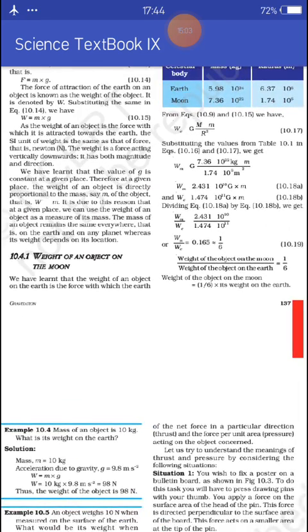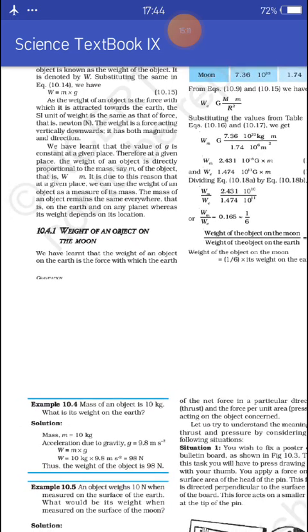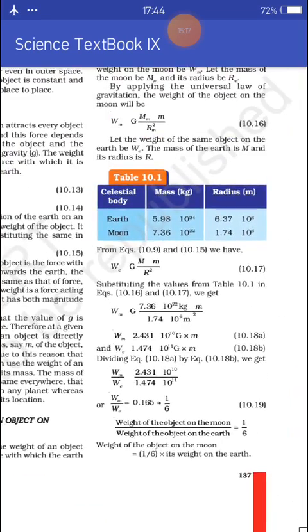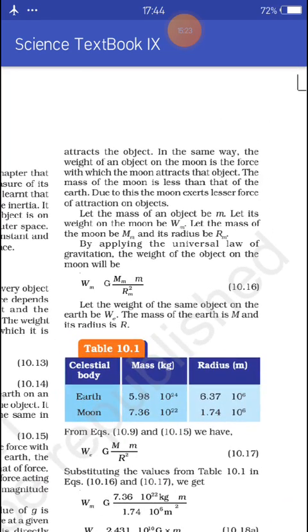Topic 10.4.1, weight of an object on the moon. We have learned that the weight of an object on the earth is the force with which the earth attracts the object. In the same way, the weight of an object on the moon is the force with which the moon attracts the object. The mass of the moon is less than that of the earth. Due to this, the moon exerts a lesser force of attraction on objects. Let the mass of an object be m.